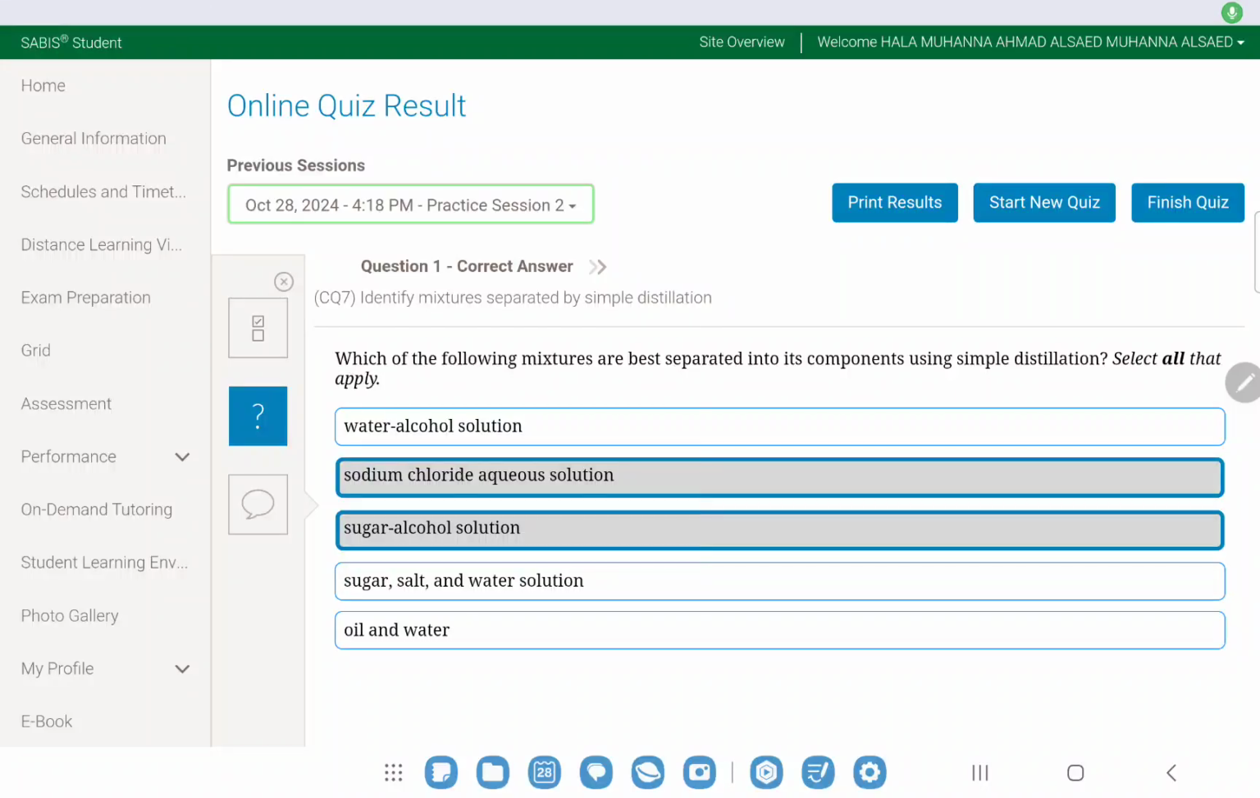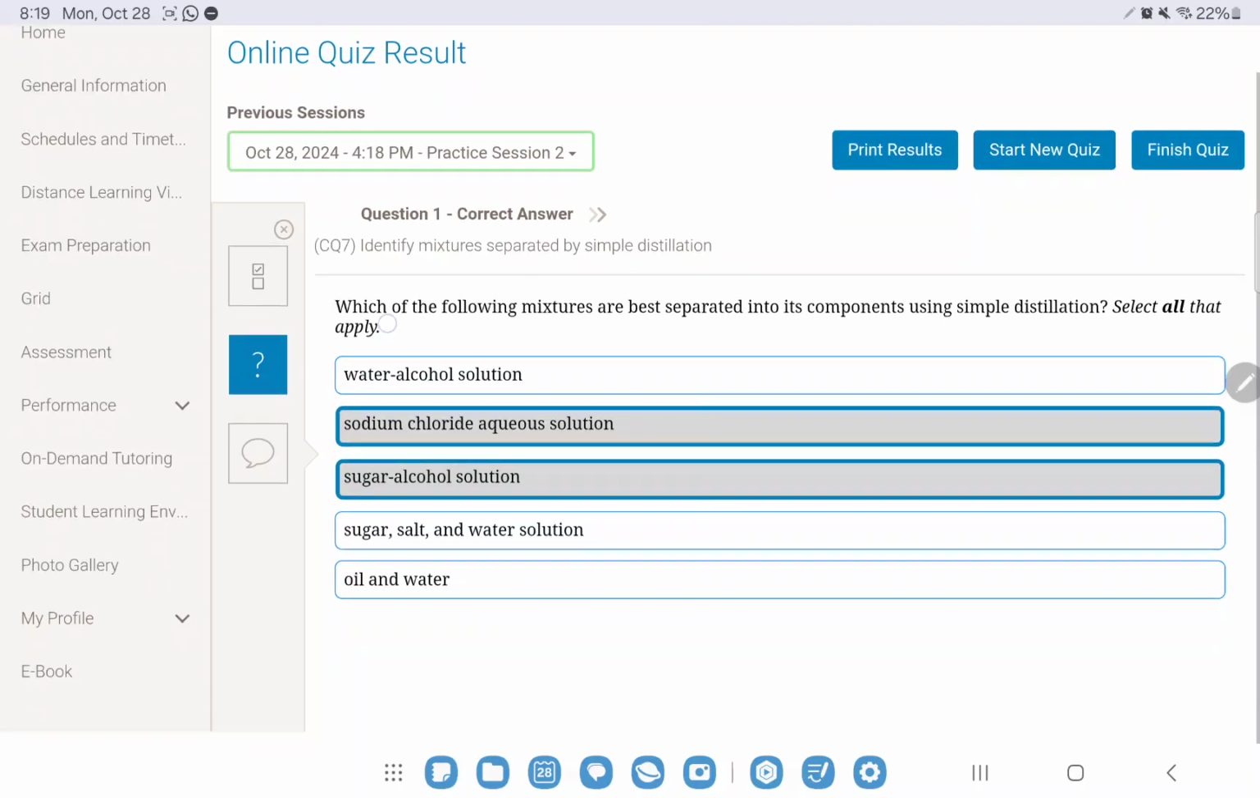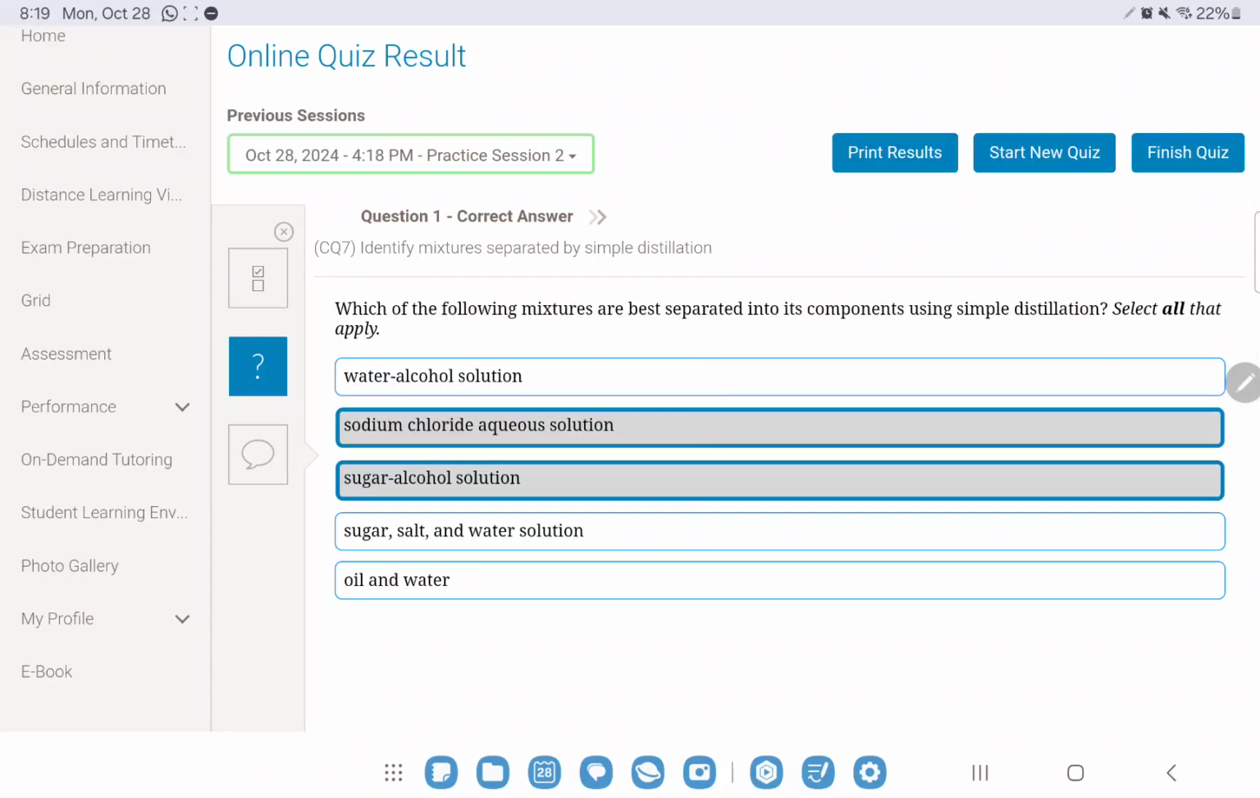So this is the week 10 chemistry AMS quiz. It's almost the same, it's all the same as the periodic material. It's really easy. So it's mostly topic 1. Which of the following mixtures are best separated using simple distillation?